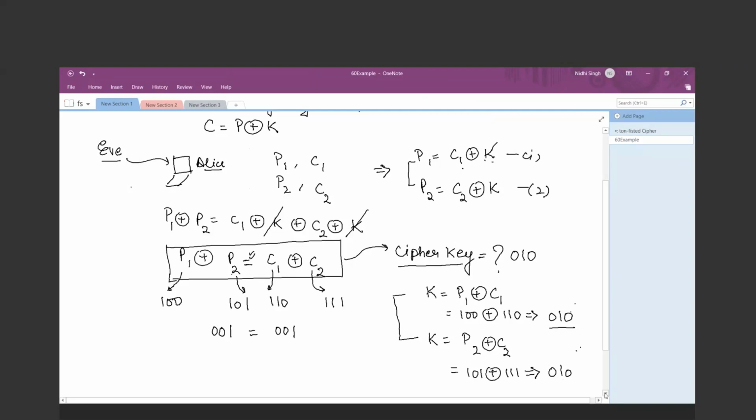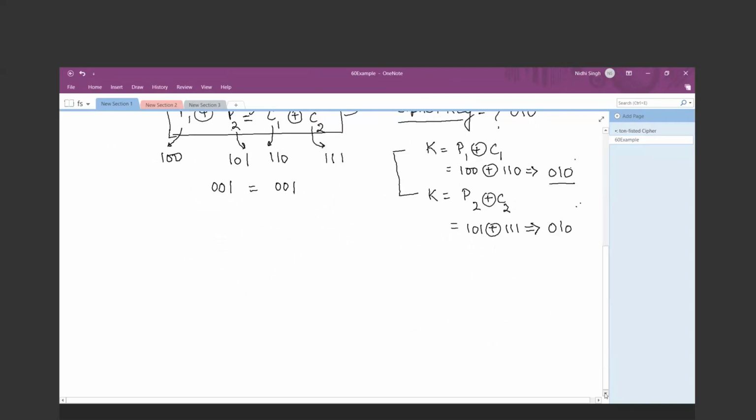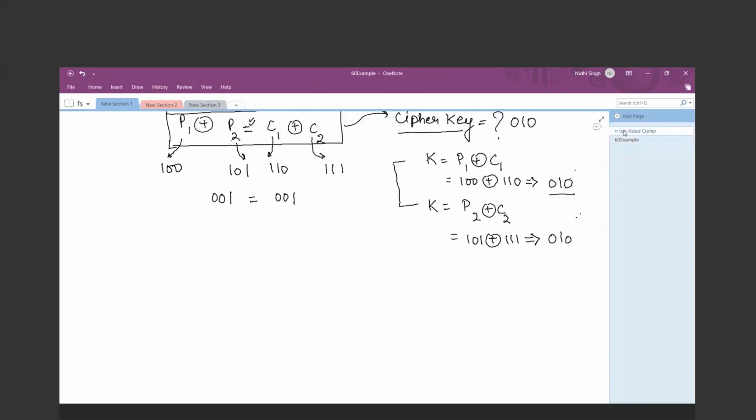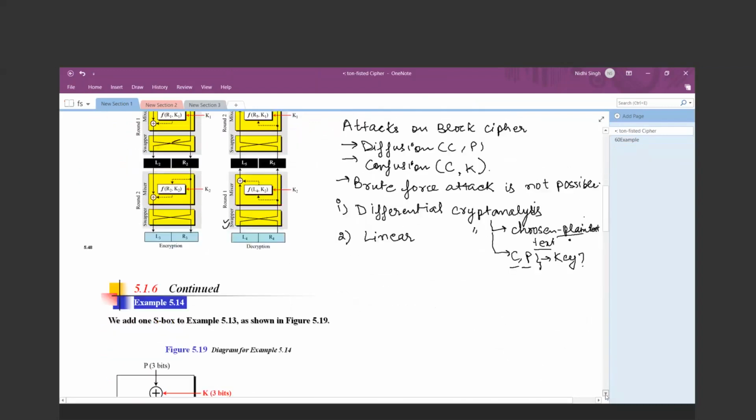So for a more complex example, suppose I am using one component in order to make it complex. So to add complexity, my cipher text is generated in this way.